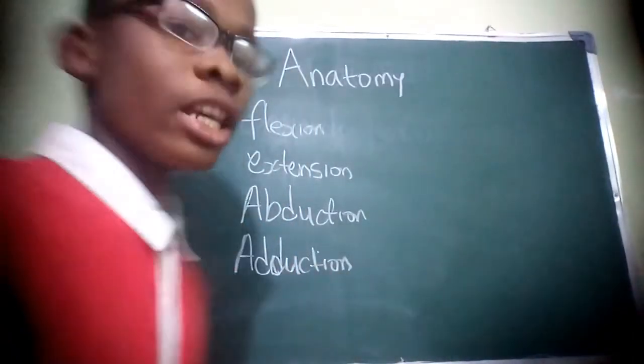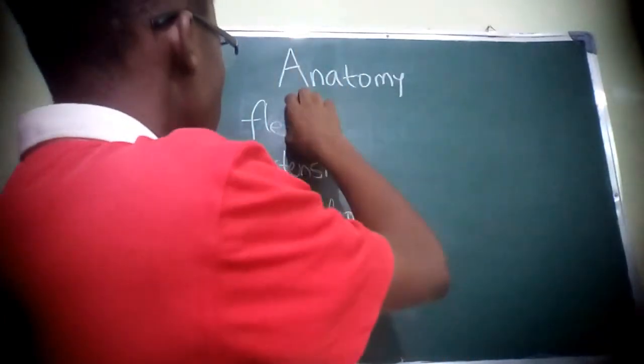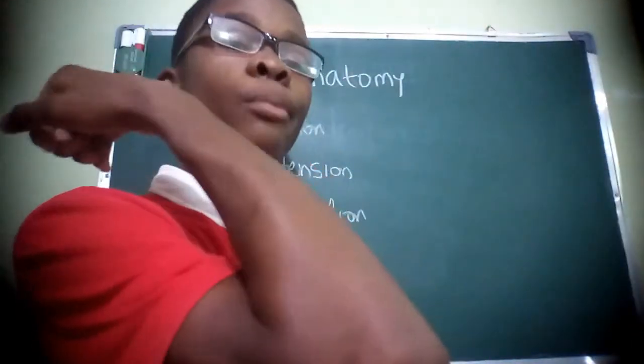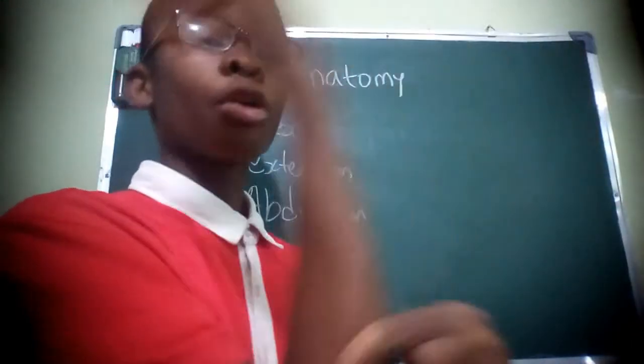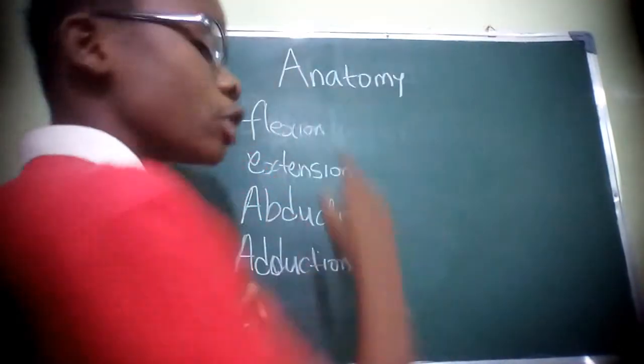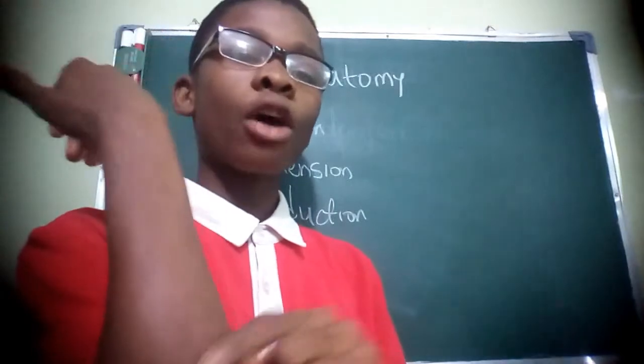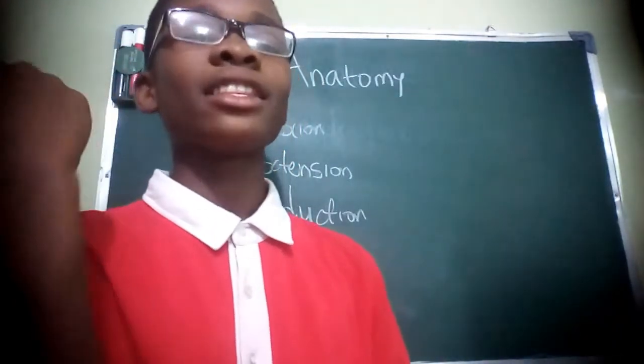So we look at flexion. Flexion simply means that the structure is brought together. Like when you're flexing your elbow, that means your bones are coming together. So the movement flexion is simply involved with the bringing together of two bones that meet at a joint.